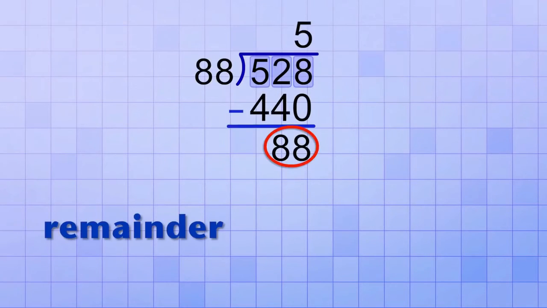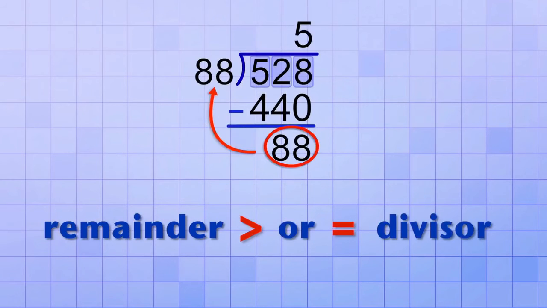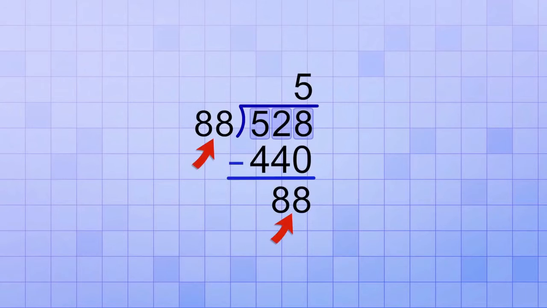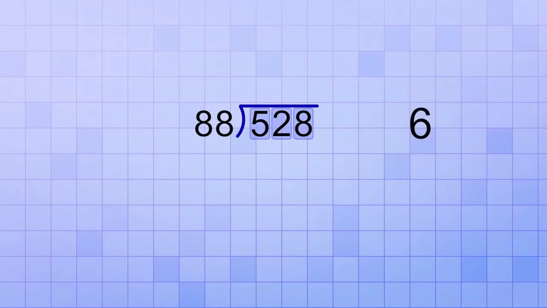Whenever the remainder is greater than or equal to the divisor, it means we underestimated the answer. In fact, since our remainder is equal to the divisor, it means we could have divided exactly one more 88 into 528. So we should have picked 6. And if you multiply 6 times 88, you'll see that it's 528.